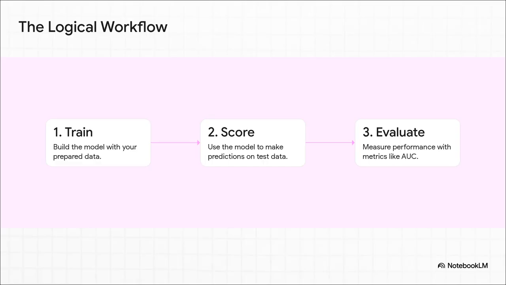This right here is the fundamental recipe for pretty much any supervised learning model. First, you train it on data where you already know the right answers. Then you score it by asking it to make predictions on new data. And finally, you evaluate how well it did with a metric like AUC. It's the core loop: train, score, evaluate.